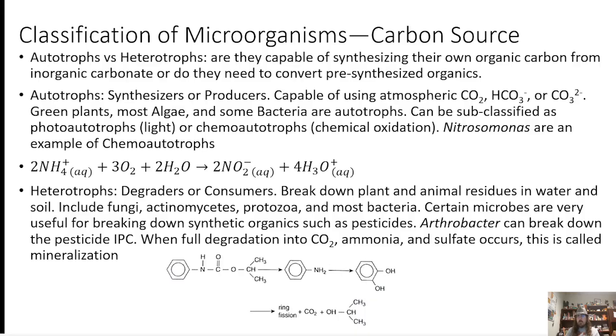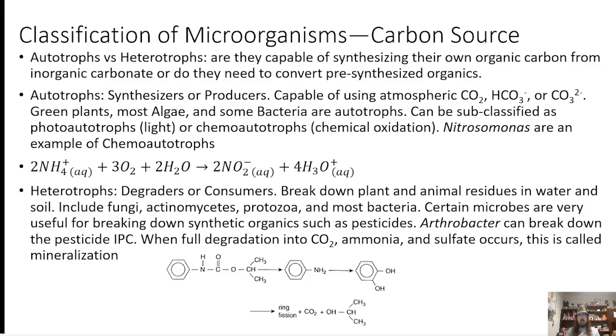Now our heterotrophs, degraders, are consumers. They're going to break down plant and animal residues in water and soil. Our fungi, our actinomycetes, our protozoa, and most of the bacteria are considered heterotrophs. But certain microbes are very useful for breaking down synthetic organics, such as pesticides. The Arthrobacter can break down the pesticide IPC.